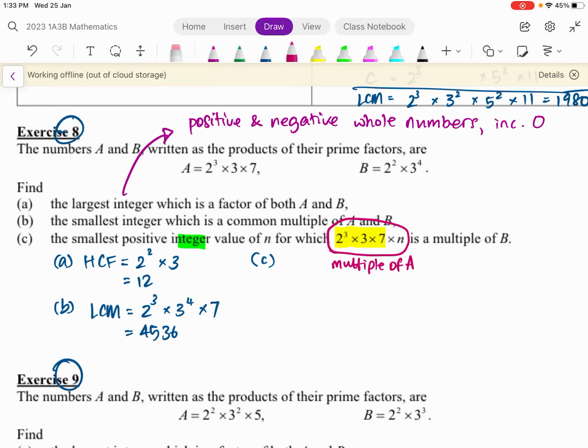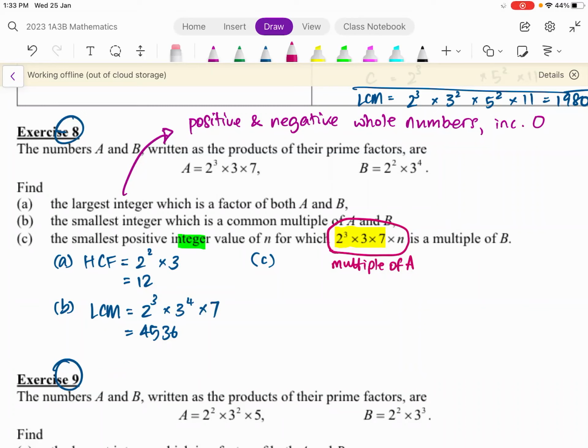Have we already found it in the previous part? Yes, right. Part B, LCM of A and B. It is 4536. Apparently, this is 4536. Then what is that? Divide, correct? What divided by what? 4536 divided by 2 cube, 3, and 7. Do you agree? Okay, now, before you go about calculator 4536 divided by 2 cube, 3, and 7.